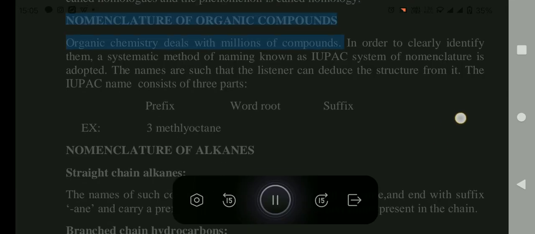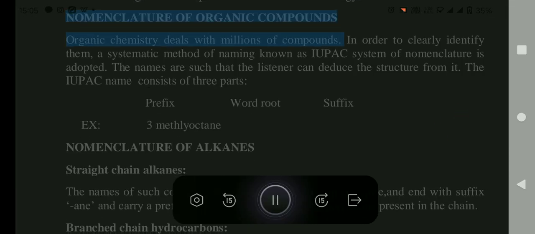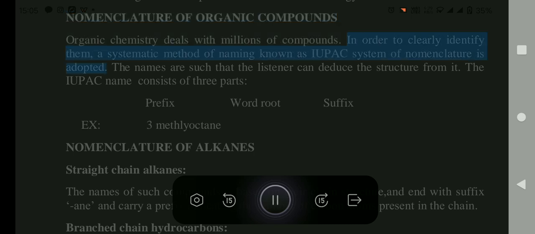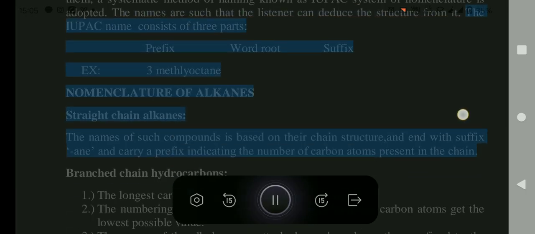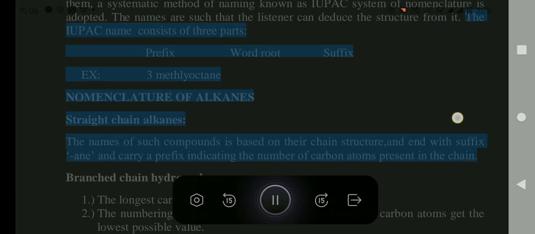Nomenclature of organic compounds. Organic chemistry deals with millions of compounds. In order to clearly identify them, a systematic method of naming known as the IUPAC system of nomenclature is adopted. The names are such that the listener can deduce the structure from them. The IUPAC name consists of 3 parts: prefix, word root, suffix. Example: 3-methyloctane.